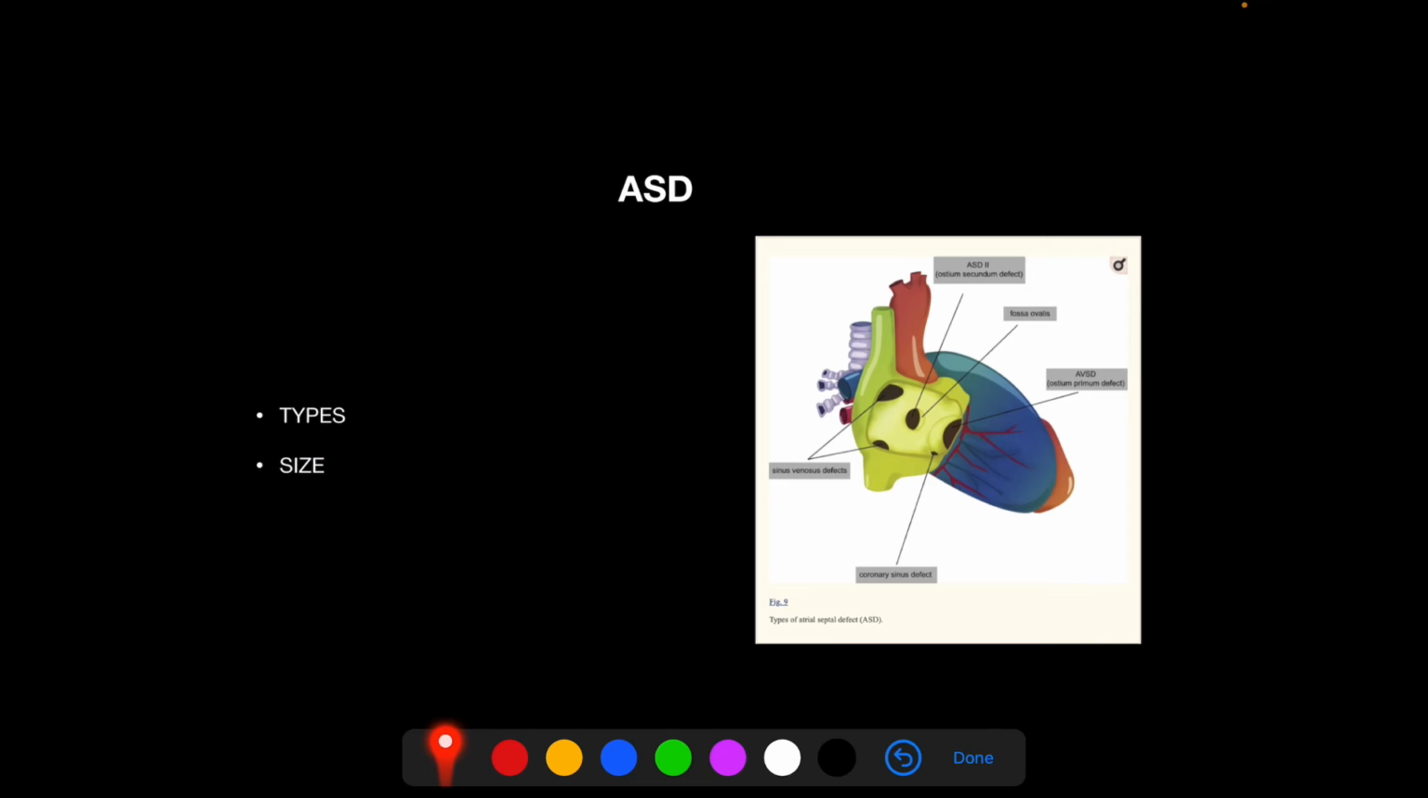And size, if the foramen secundum, foramen ovale defect is larger than the usual foramen ovale size, or if it is larger than the aortic annulus size, or if the foramen ovale flap is deficient to cover the whole foramen ovale defect, then we can say it is a secundum type of ASD.